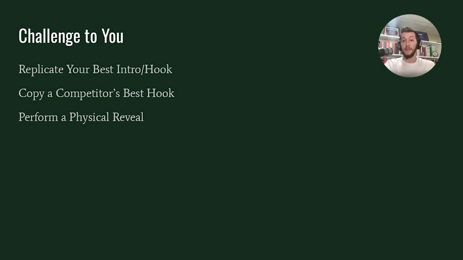Go see what hooks are working for them, or if not necessarily a direct competitor, some other account with a big YouTube channel in your space, see what hook is working for them, replicate it, make your own short. And number 3, if particularly you're in the knowledge work sector, perform a physical reveal in one of your shorts. Pick whatever book you love, start talking about it with a strong intro, a good open loop. Start talking about that book, and then reveal it later at some point in the video. And let me know if that affects your average view duration.